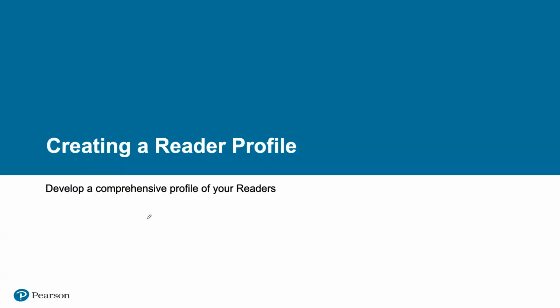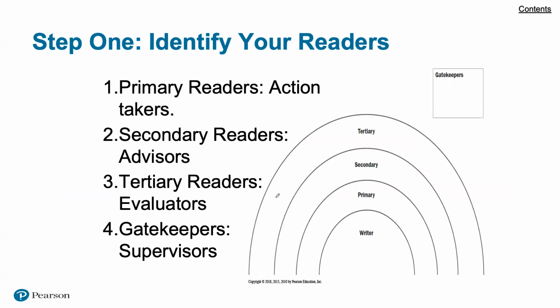So creating a reader profile, you probably are going to have at least half a dozen of these that you would be thinking about. And so you're going to be making sure that once you know who you're writing to, then you can start to quickly and effectively use that. So this can be layers.